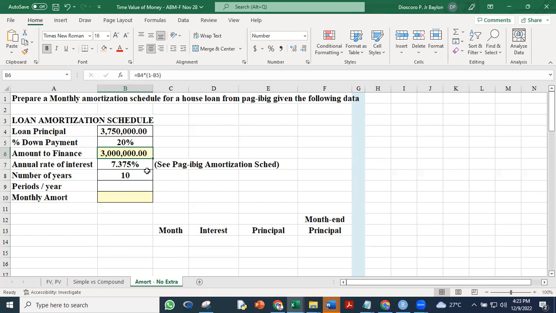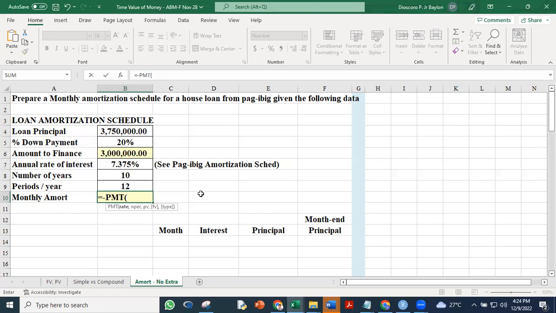According to Pag-IBIG, for a loan of 3 million for 10 years, the interest rate is 7.375. As you know, what's given is the nominal rate or the annual rate. However, when we make a loan in, say, Pag-IBIG, the payment will be monthly. So that means this is a monthly payment. So we can now compute for the monthly amortization. We can use the PMT function.